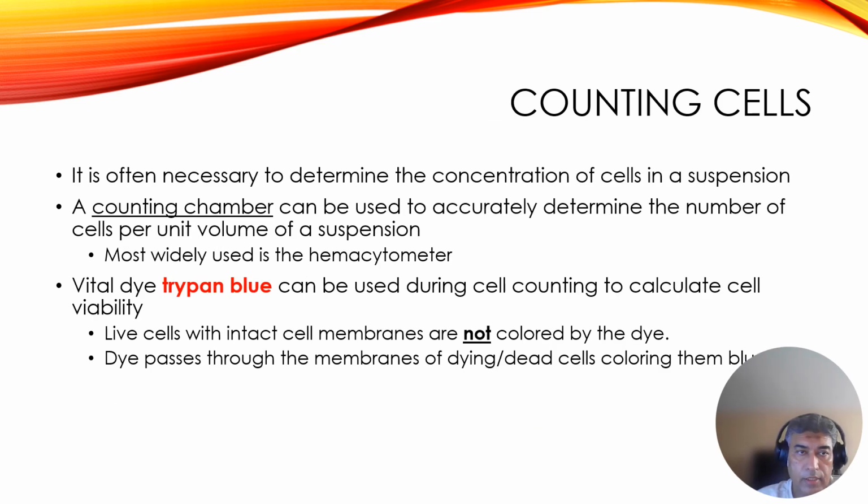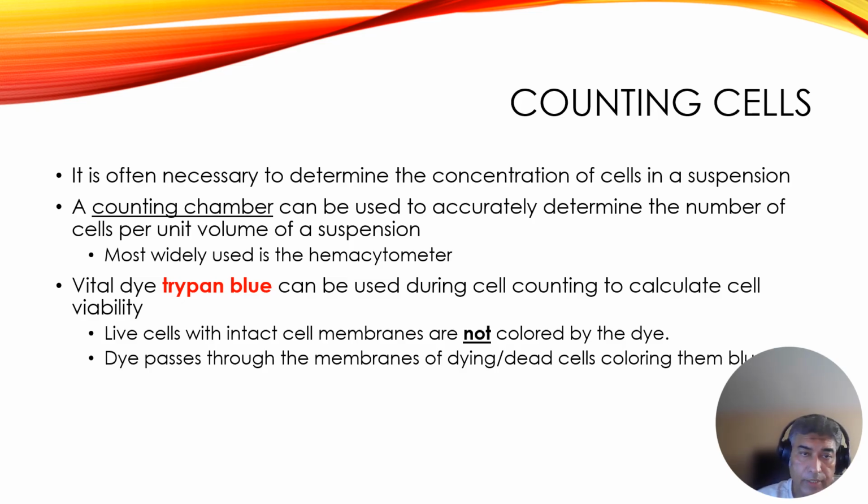How to count cells. It is often necessary to determine the concentration of cells in a suspension. A counting chamber can be used to accurately determine the number of cells per unit volume of suspension. Most widely used is the hemocytometer, but nowadays automatic cell counters are available in different research and diagnostic environments. In a manual cell counting system, we use the vital dye trypan blue, which can be used during cell counting to calculate cell viability.